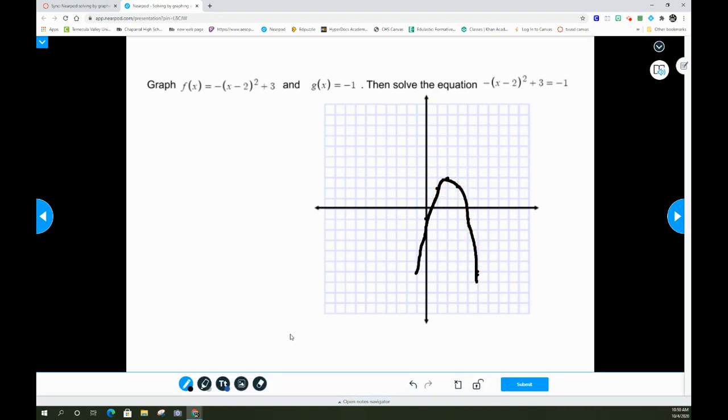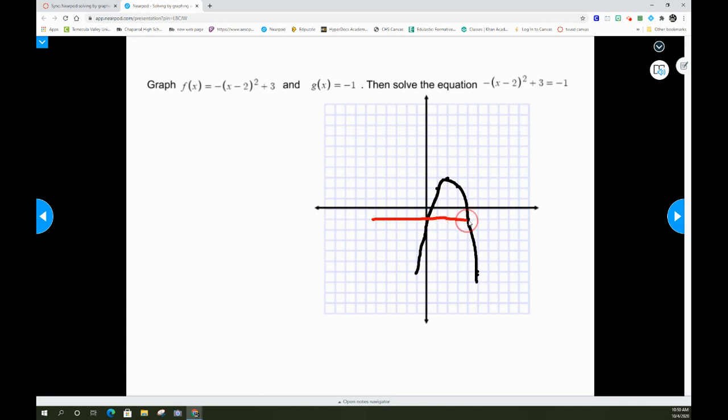And then graph y, g of x equals negative 1, which is just a horizontal line. Just change colors here so we can see it a little bit different.